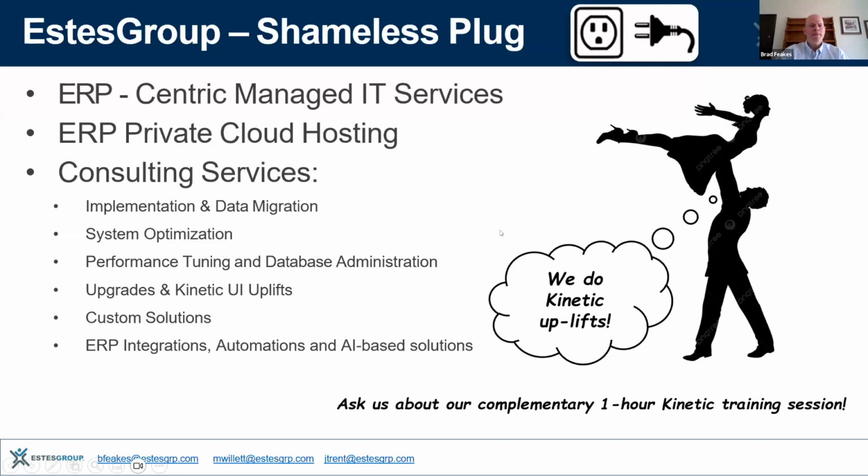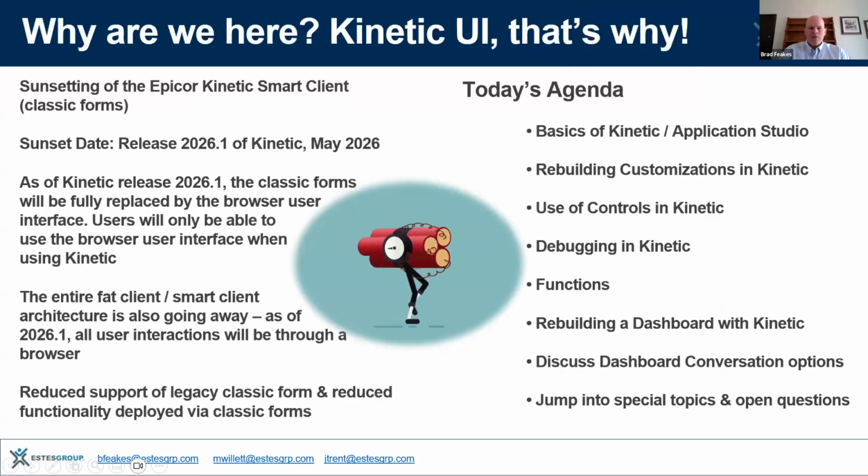So first thing, let's talk a little bit about setting the baseline here. Why are we here? Because we have a ticking clock, right? As I'm sure you're aware, the sunsetting of Epicor's smart client, or what we sometimes call the classic forms, is coming up. Version 2026.1, released in May of 26, will be the first where the classic forms, the classic screens, are not supported anymore. So you'll only be working through the browser when you are interacting with the ERP system. That's even different from what we have right now.